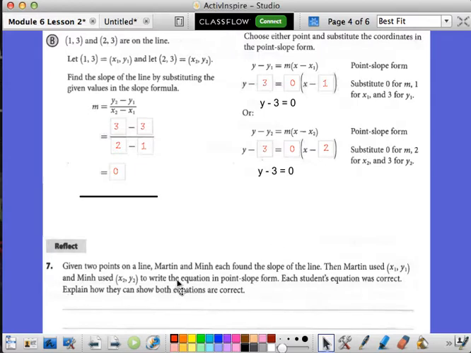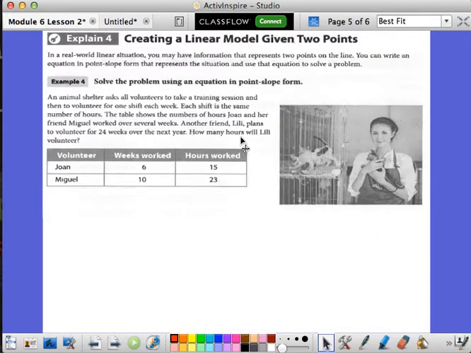Okay. I'm not going to worry about number 7. I just want us to move along here to create a linear model given 2 points. So we have an animal shelter that's asking all volunteers to take a training session and then to volunteer for 1 shift each week. Each shift is the same number of hours. The table shows the number of hours Joan and her friend Miguel worked over several weeks, and another friend, Lily, plans to volunteer for 24 hours over the next year. How many hours will Lily volunteer?